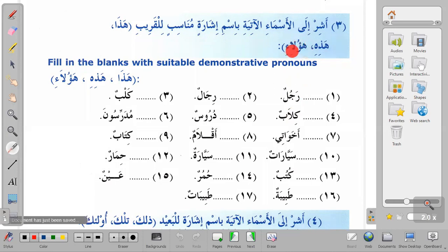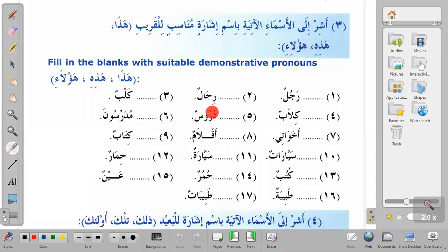So what's the singular feminine form of haula'i? Hazihi. So we put hazihi here. Hazihi kilabun, right? And the same thing here. Durusun is the plural of darsun, a lesson. So durusun, lessons. Like this one, what we are currently doing is a lesson, an Arabic lesson. So durusun is a plural.